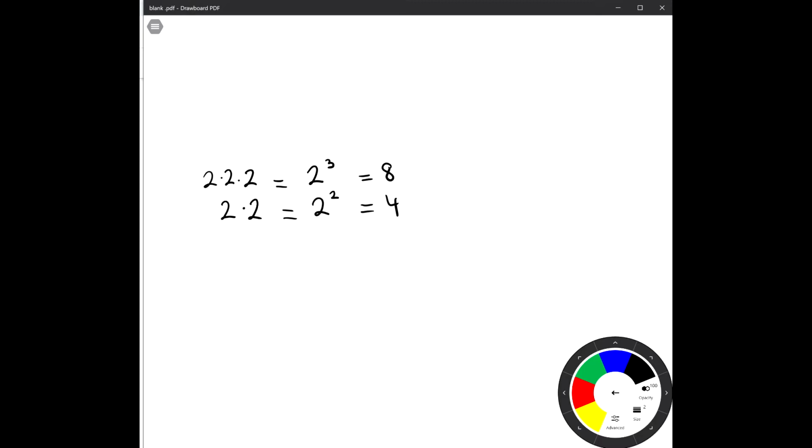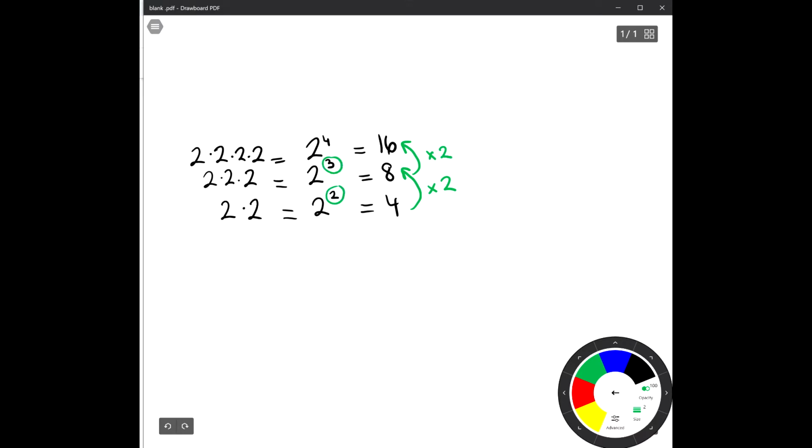And if I keep doing that, I have 2 times 2 times 2 times 2. And guess what? How do I rewrite it in exponent form? This will be 2 raised to the 4th power, and that means I have 16. Okay, so every time I multiply by 2, I get a bigger exponent.